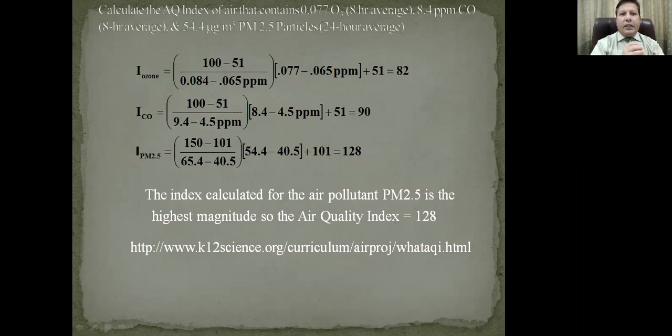This is the example. Calculate the air quality index for air that contains 0.077 ozone at year's average, 0.4 carbon monoxide for 8 hours, and 0.54 microgram per meter cube particulate matter for 24 hours. So for ozone, we have to calculate this. The index calculated for the air pollutant PM2.5 is the highest magnitude, so the air quality index is 128. This example is taken from this side.